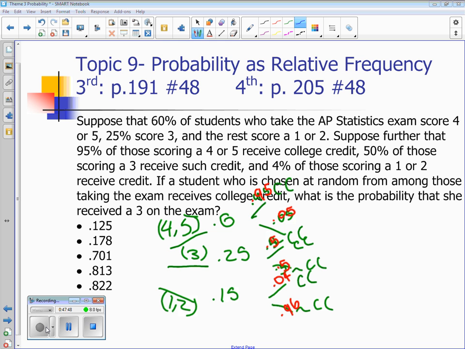When you multiply across the tree, what probabilities are you actually finding? So, this and the other. So that would be the probability of getting a 4 or 5 and getting college credit, or the probability of getting a 4 or 5 and not getting college credit. Yes. I don't know what you did. I did what he did, but then I tried to do the final step. Oh, we're going to get to the final step in a minute. You have to add some things for the final step.